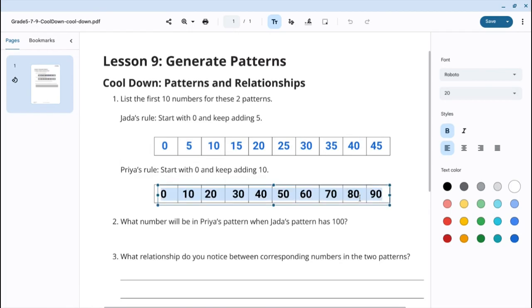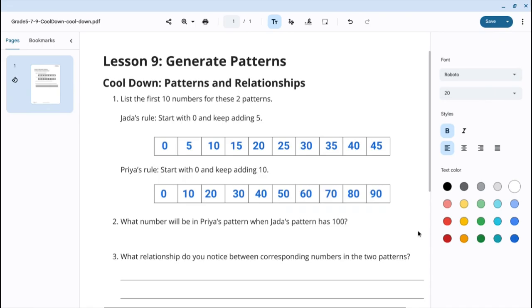Priya's rule is different. Priya's rule says to start with 0 and to keep adding 10 each time. So again, I started with 0, I added 10 each time, and you can see that those are the values that we should have for that pattern.